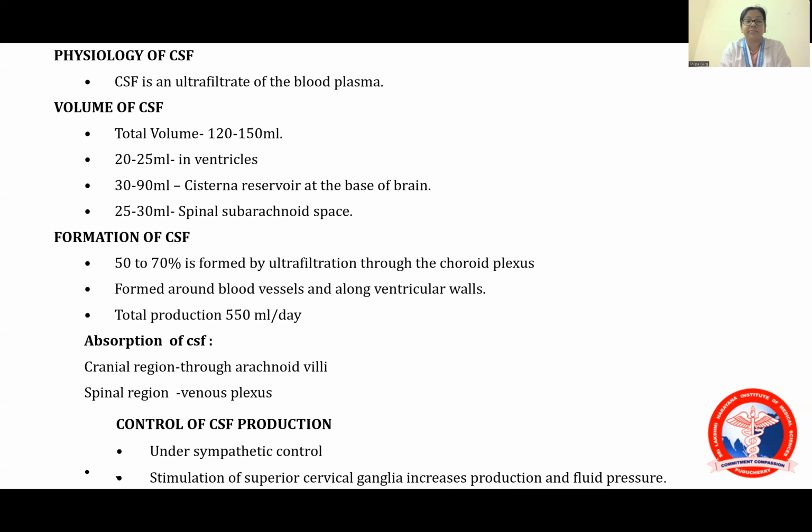How does CSF formation take place? 50 to 70% of the CSF is formed by ultrafiltration through the choroid plexus, and it is formed around the blood vessels along the ventricular walls. Total production is about 550 ml per day. What about absorption of CSF? CSF is absorbed through arachnoid villi in the cranial region, and in the spinal region it is absorbed through the venous plexus. Now, how is CSF production controlled? Mostly it is under sympathetic control.